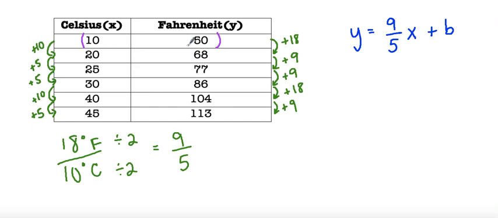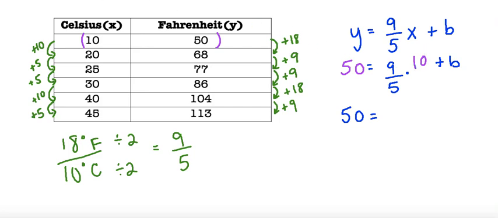So I'm going to pick my first coordinate here. So y in this case is 50 and x is 10. So by substituting in a coordinate, that helps us find our y-intercept, because now the only thing I'm solving for is b. So again, substitute your y and your x by a coordinate. So here I have 50 is equal to 9 times 10 is 90.